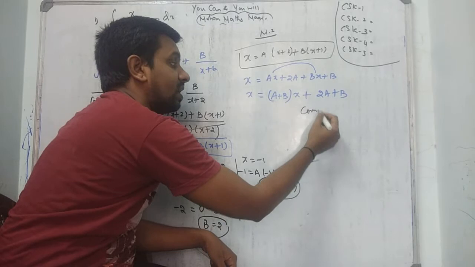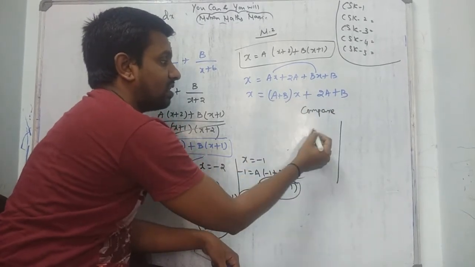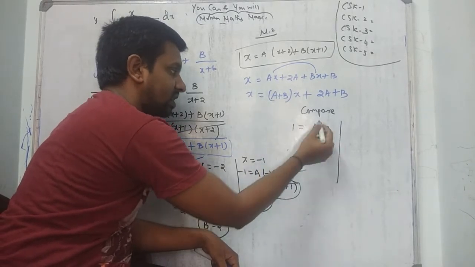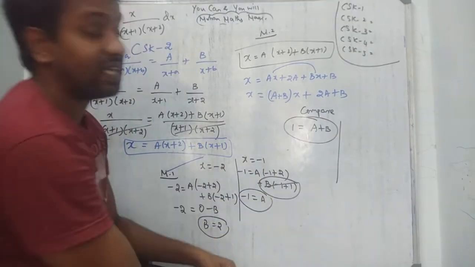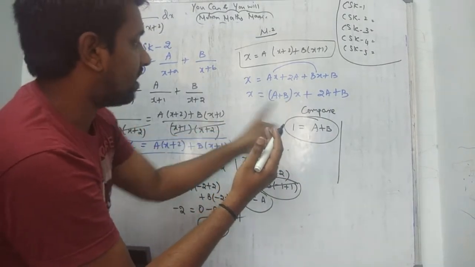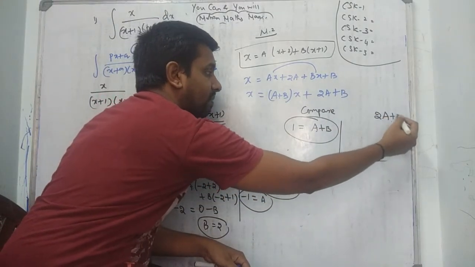In method number 2, we have to compare, or equate, the coefficients. Here, what is the coefficient of x? a plus b. And here the coefficient of x is 1. So I can equate the coefficient of x: here a plus b, and here 1. Next, the constant here is 2a plus b.